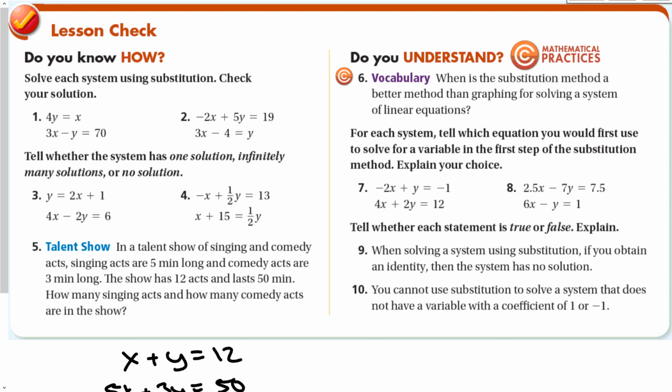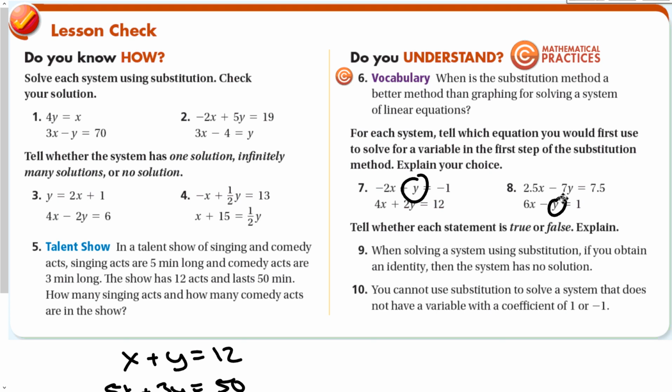For each system, tell which equation you would use to solve for a variable in the first step of the substitution method. Y is by itself there. Y is by itself there. Okay? Those are where I would start. I would isolate that variable, the variable that's by itself.